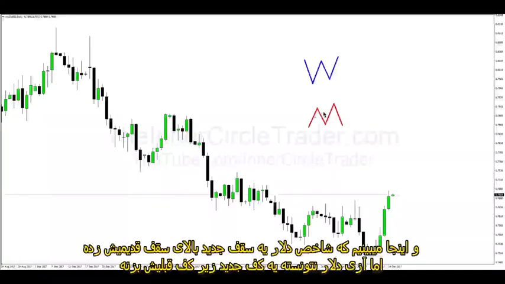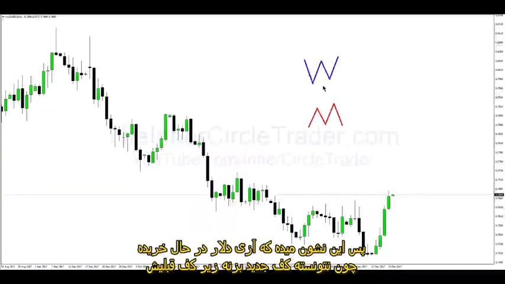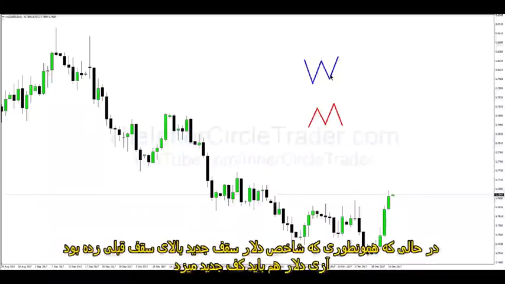Okay, so now we have the dollar index making a higher high, but now in this case, if this was representing the Aussie dollar, it is failing to make a lower low. So this is suggesting that the Aussie dollar is being bought up because it's failing to make a lower low. Otherwise, it should have made a lower low as the dollar index made a higher high.